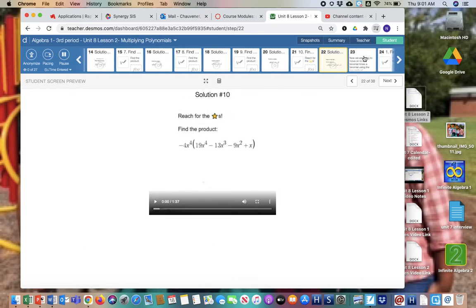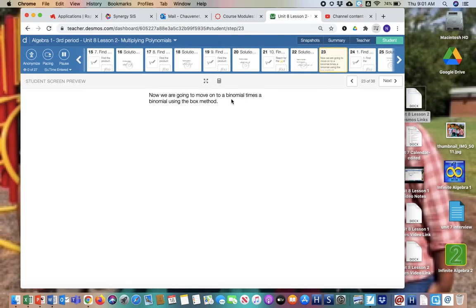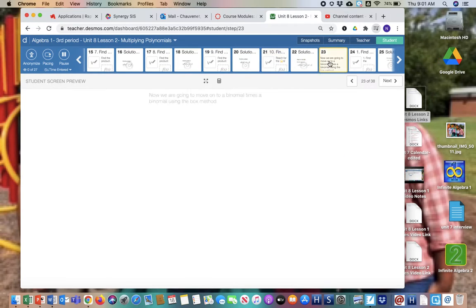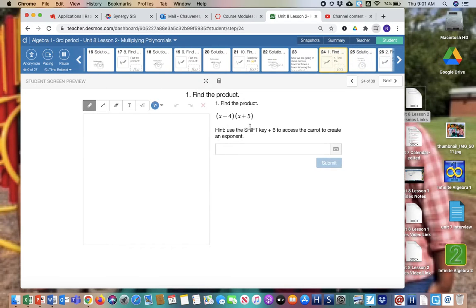Okay, so now we're going to try to do it not just one term. So notice all of these was just what? One term out here times either 2 or 3 terms on the inside, with the exception of the challenge one where it had 4 terms. Now let's do it a different way. We need to do a binomial, remember what that means, 2 terms, times another binomial, 2 terms. We're going to use the box method here.